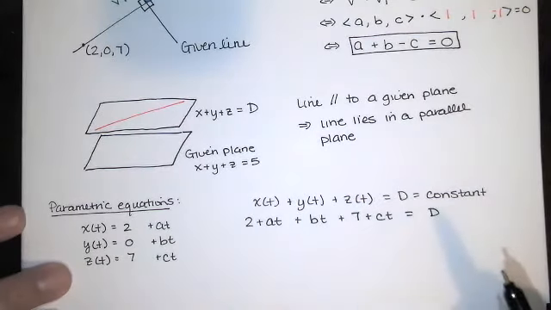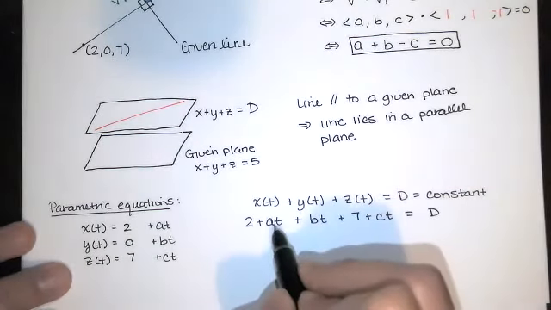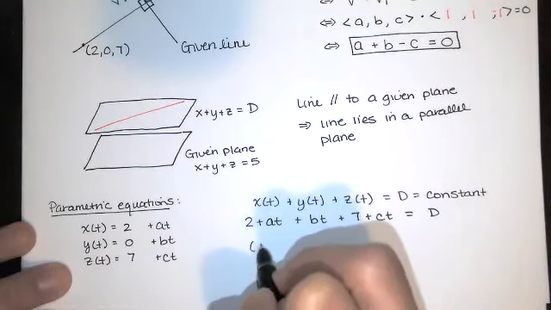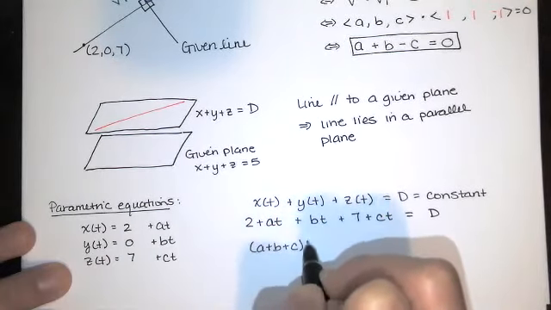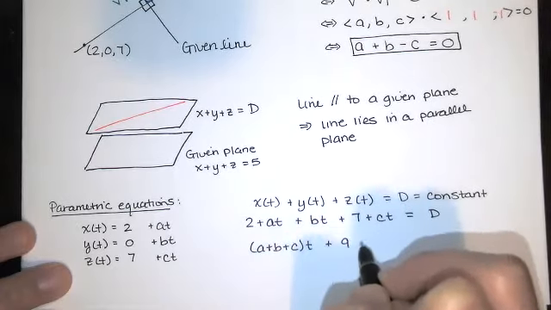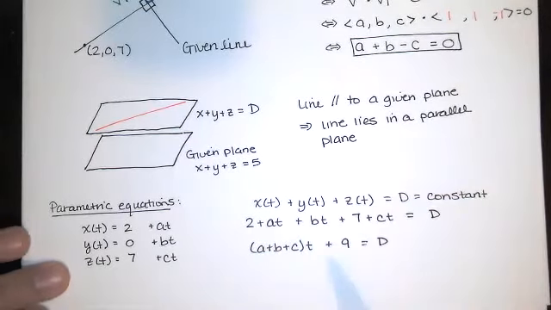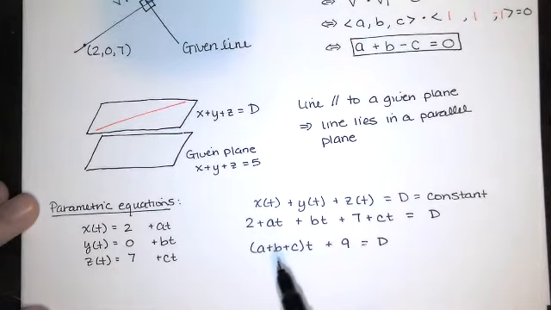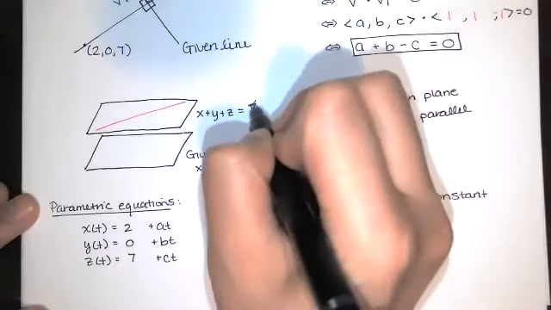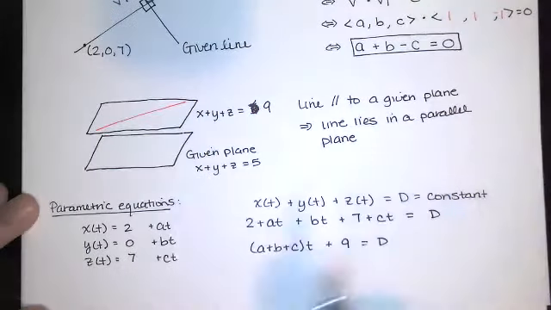And I'd like to collect like terms in t. So I've got an at plus bt plus ct, so that's a plus b plus c times t, plus 9 has to equal d. Now, if this d over here is a constant, and this side over here is a constant, well then that constant d must be 9. So actually, now I know that my line lies in the plane x plus y plus z equals 9.